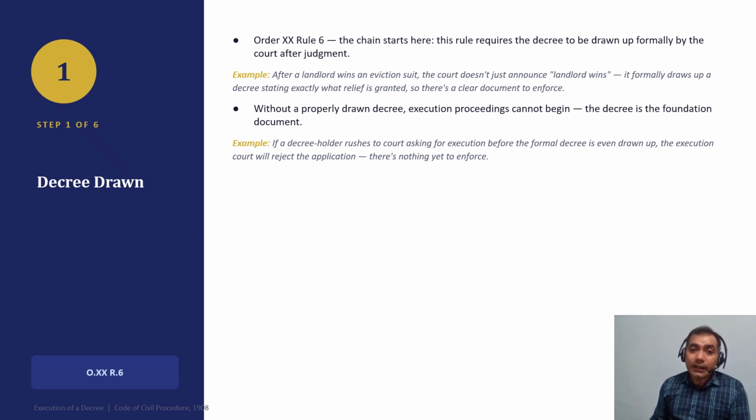Example, if a decree holder rushes to the court asking for execution before the formal decree is even drawn up, the execution court will reject the application. There is nothing yet to enforce.